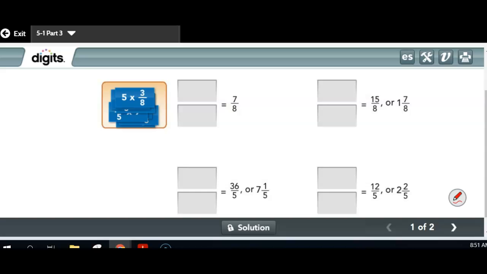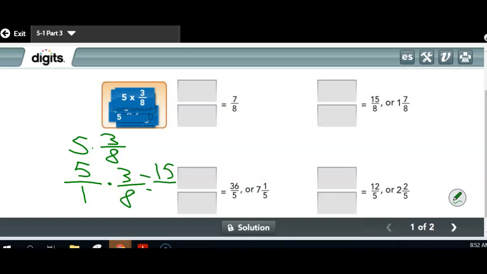So I guess we can go over the first one. We'll do 5 times 3/8. Now our whole number is the first number. Does anything change? No. So what do we do with 5? Nathan: We put a 1 under it. Good. So we change it to 5 over 1 times 3 over 8. We multiply straight across, and we should have 15 over 8.